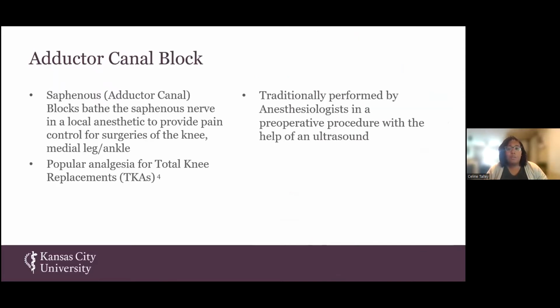So moving into more about adductor canal blocks, also known as saphenous nerve blocks, this block introduces a local anesthetic onto the saphenous nerve to provide pain control for surgeries of the knee, medial leg, and medial foot or ankle. The block has risen in popularity within the past few decades for total knee replacements, which will be much of our focus for my research. Traditionally, this procedure is performed by an anesthesiologist with the help of an ultrasound during a preoperative or postoperative procedure.